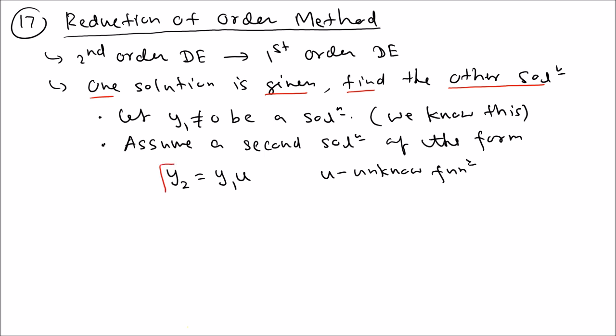We're going to assume a solution of the form y1 times u. The goal is to find u, because after you find u, then we know the second solution. Okay, but how do we do it? We can start taking derivatives and then plug into the equation and then solve. So that's how we do it.